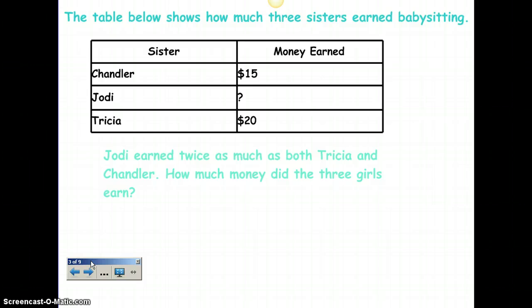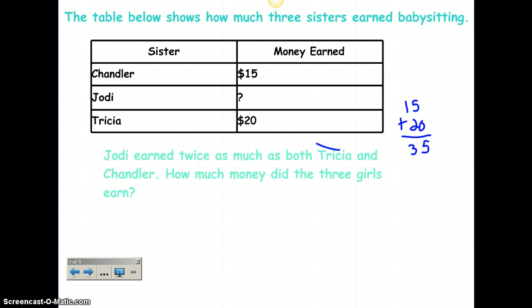The table below shows how much three sisters earned babysitting. Jody earned twice as much as both Trisha and Chandler. How much money did the three girls earn? Well, if I look at my table, I can see what Chandler has and I can see what Trisha has. So I'm going to combine Chandler and Trisha together. I know it's a very easy problem, but always be in the habit of writing down and showing your work.